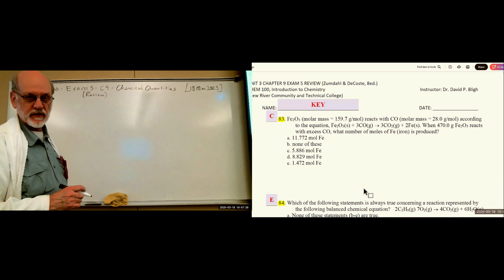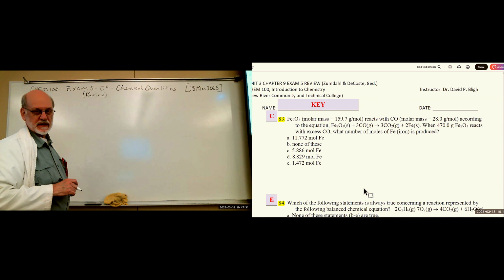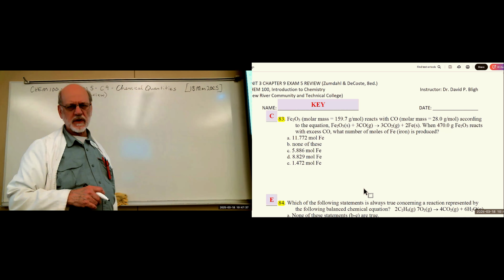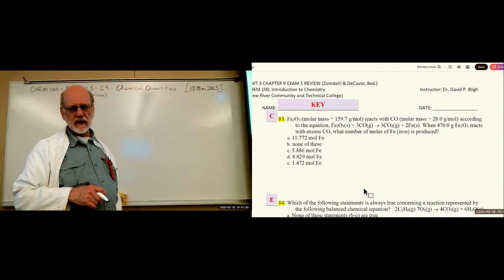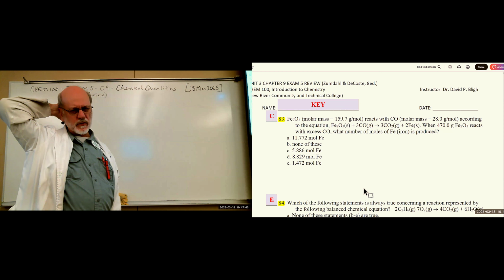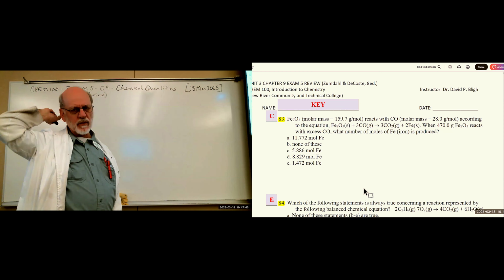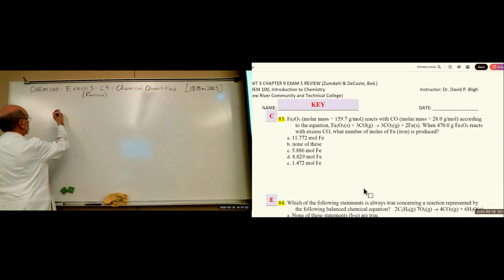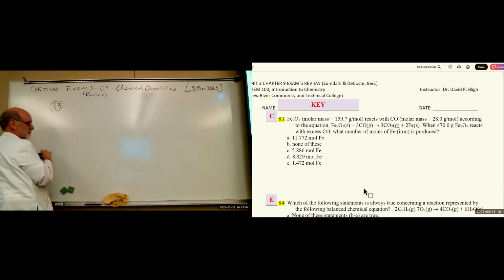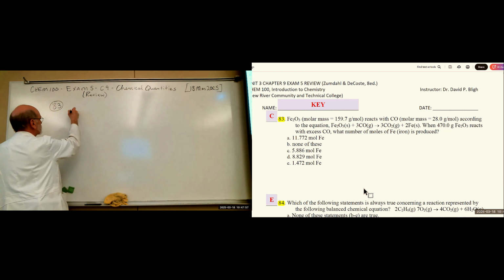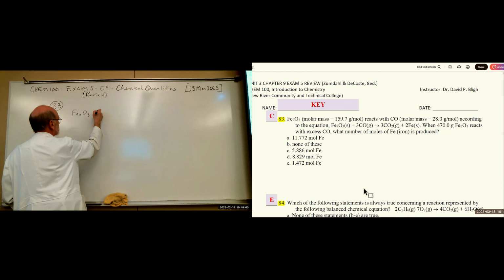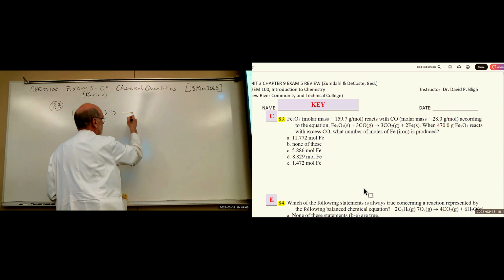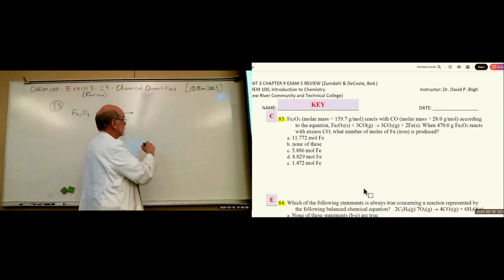Three. We're running down to the wire here. Let's see. Fe2O3 reacts with carbon monoxide according to this reaction. When 470 grams of Fe2O3 react with excess carbon monoxide, number of moles of iron produced. Okay. So this is 83. And our equation is Fe2O3 plus carbon monoxide yields 3 and 2.